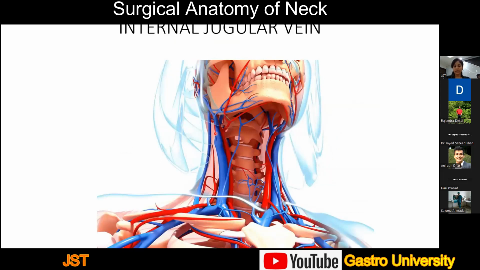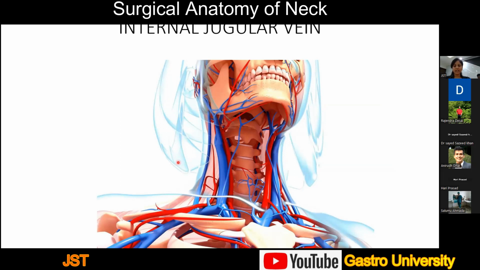Now, the internal jugular vein is the primary drainage of the venous system of the head and neck. We've already seen how this IJV is formed. Now, IJV is basically a continuation of the sigmoid sinus, which is a component of the dural venous sinuses of the skull. Sigmoid sinus comes down as IJV, and this IJV gets its tributaries from the inferior petrosal sinus, from the common facial vein, from the pharyngeal venous plexus, superior and middle thyroid veins, and the thoracic lymphatic duct.